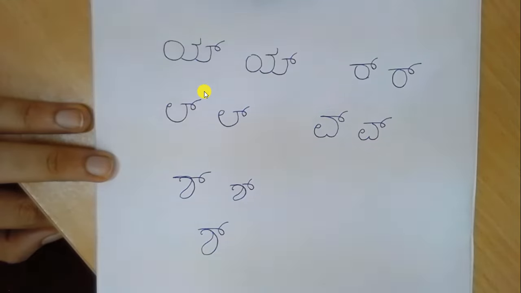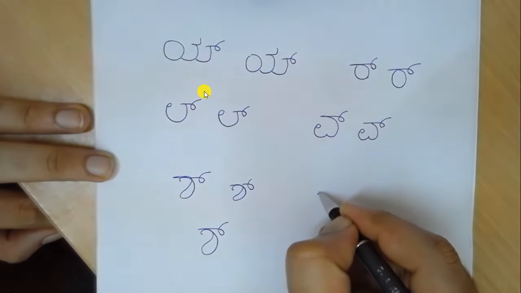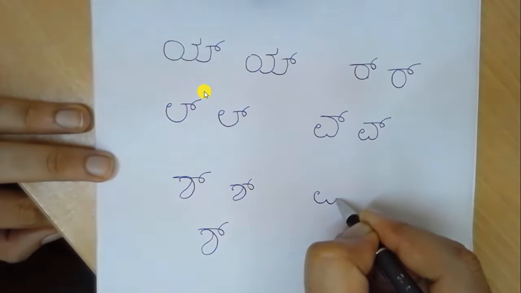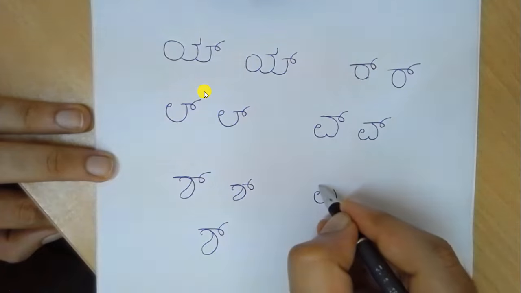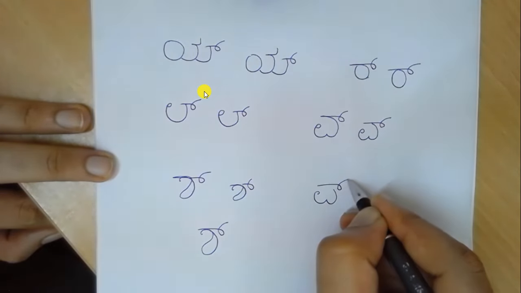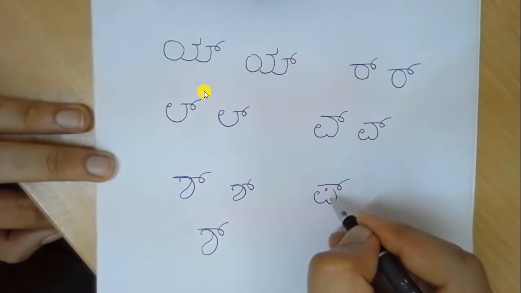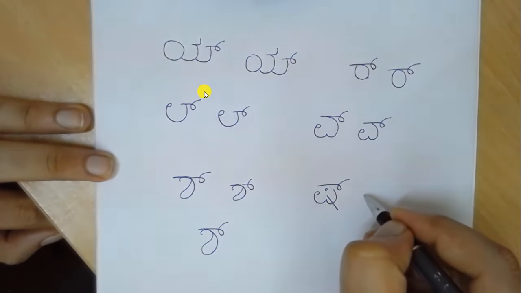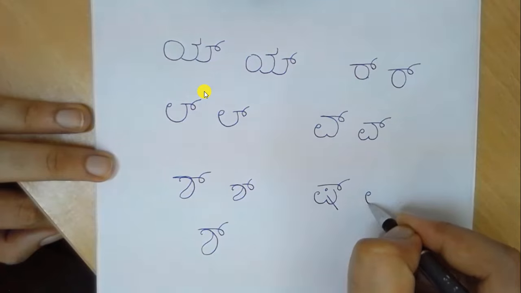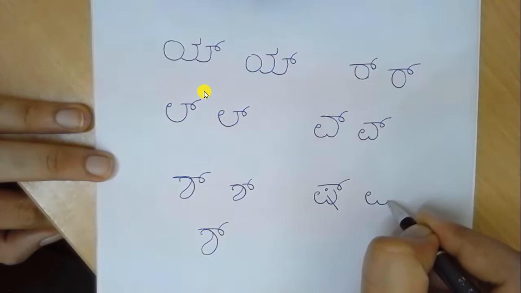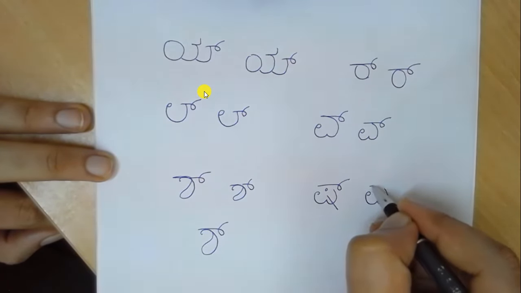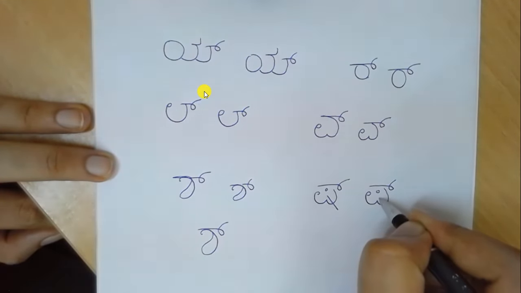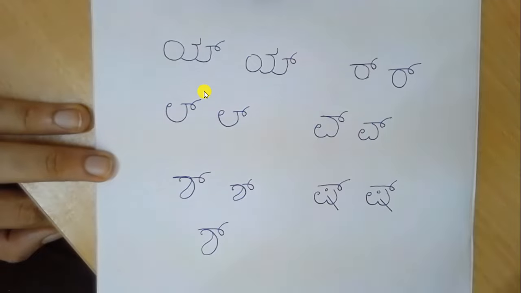Now let us see how to write this. This root consonant is also a bit complicated to write. Okay, so it has so many things going on, and it is like this. Okay, sh.